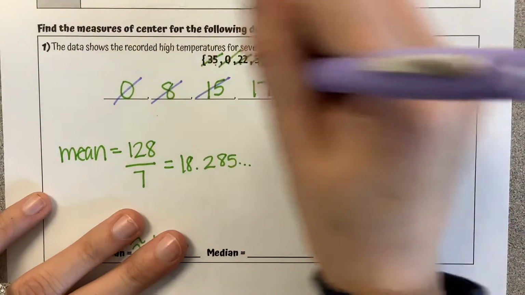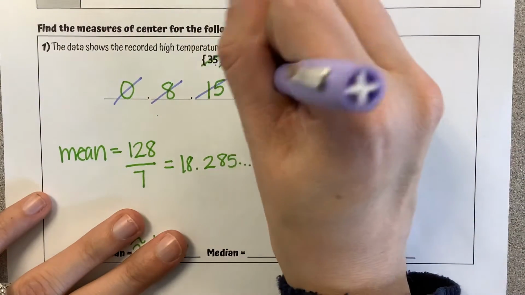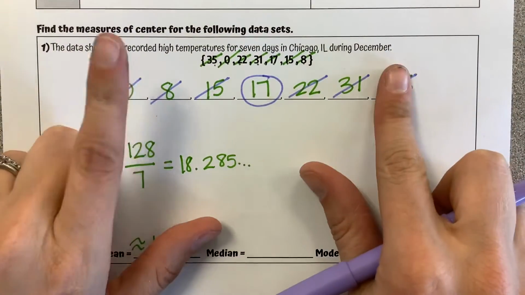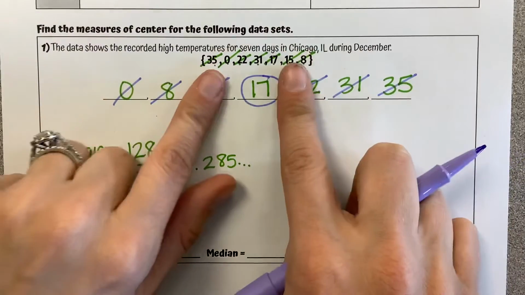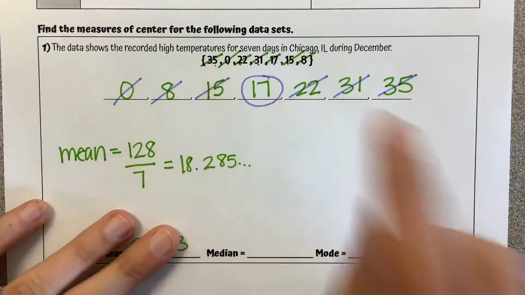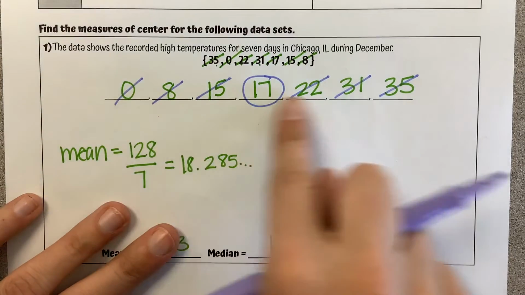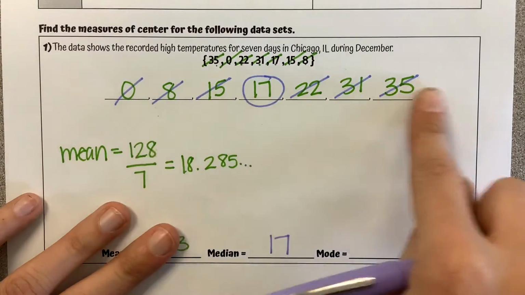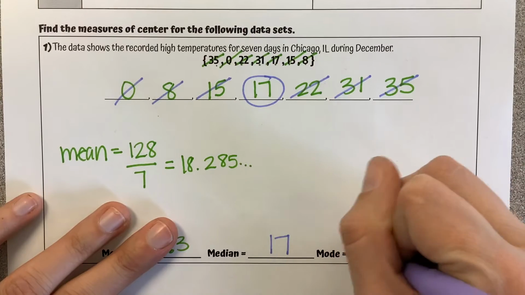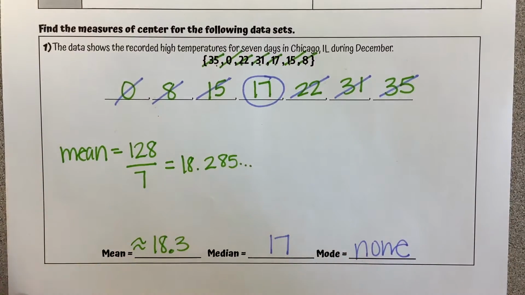Now that it's in order from least to greatest, I'm going to cross off lowest, highest, lowest, highest, lowest, highest. I am left with one in the middle, so I always have to cross off together. I am left with 17 in the middle, so our median is 17. And then if I look here, nothing repeats, so there is no mode, or there's none.